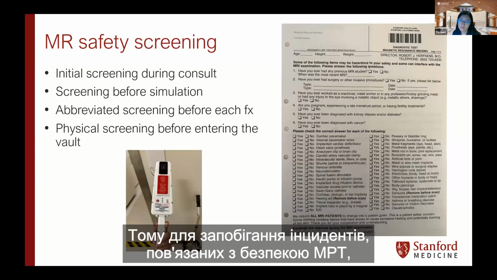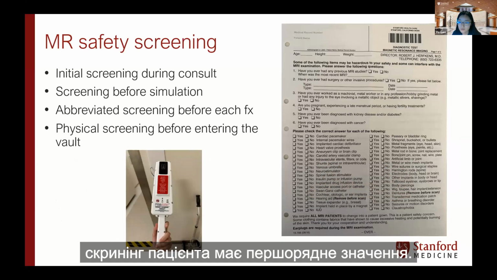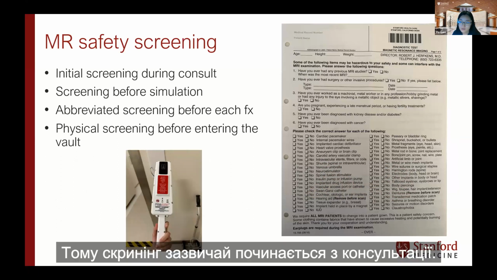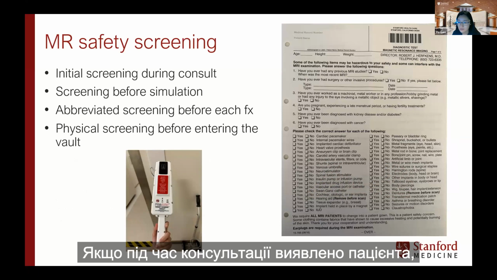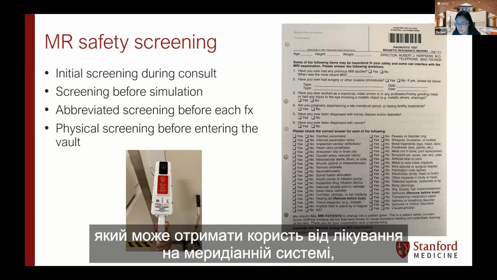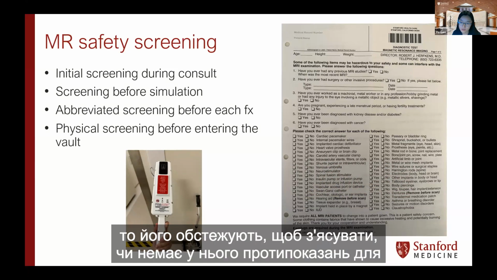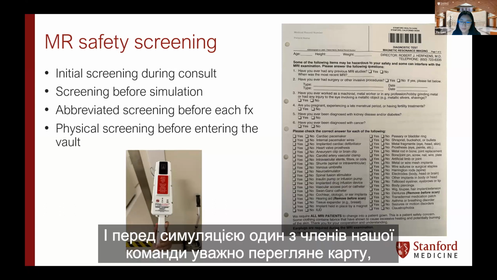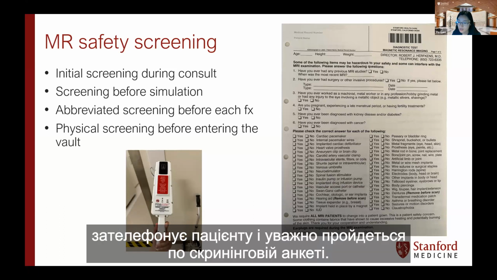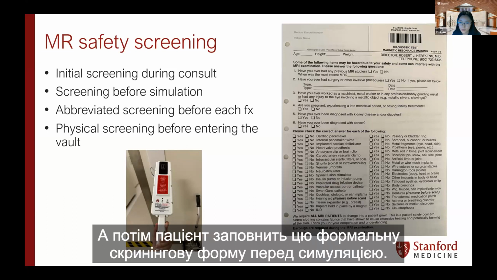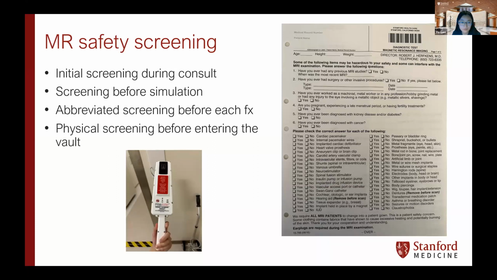Therefore, to prevent MR safety-related incidents, patient screening is paramount. The screening usually begins with consultation. During the consultation, if a patient is identified that may benefit from treatment on the MRIdian system, then they will be screened to see if there are any contraindications to being treated on the system. Before the simulation, one of our team members will carefully review the chart, call the patient, and carefully go over the screening form. Then the patient will fill in this formal screening form before their simulation.